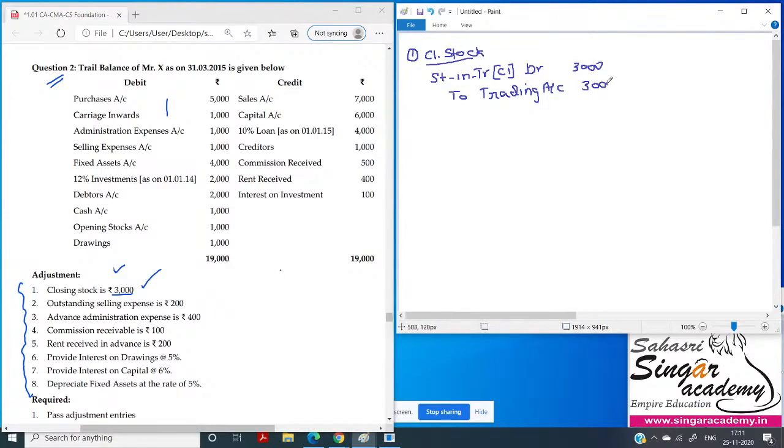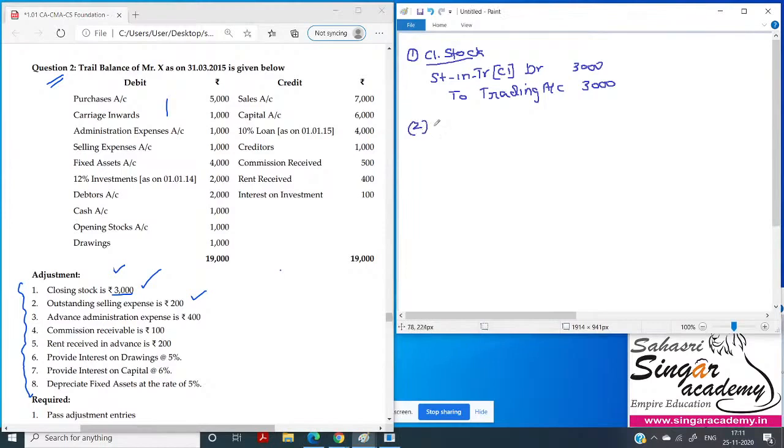Then the next entry, outstanding selling expenses. What's the journal entry for payment of selling expenses? Usually the payment for selling expenses is selling expenses account debit to bank or cash. As we don't pay, this is outstanding, so the entry will be selling expenses account debit to outstanding selling expenses. The outstanding selling expenses is a representative personal account. I discussed that in detail in the previous class, so I'm just passing the journal entry here.